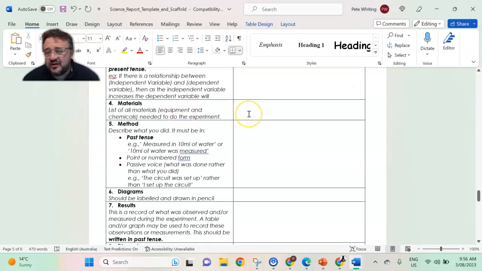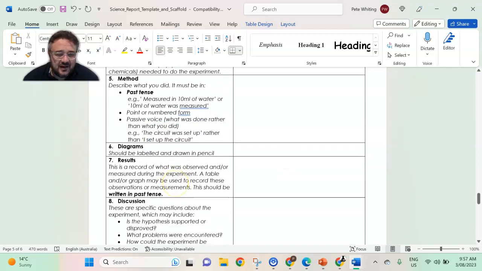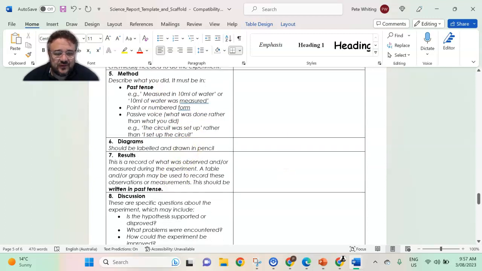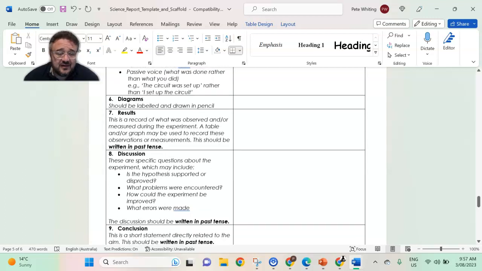Materials, what did you use? You used your laptop and a simulation from this. Link to it. Make it easier when you're studying. Method, bang. Every step you did. Past tense, passive voice. Not I did this, this was done. Diagram, you should draw a diagram of the setup. And I don't just mean draw the computer. I mean draw a diagram of what the screen looks like. You're writing this by hand.